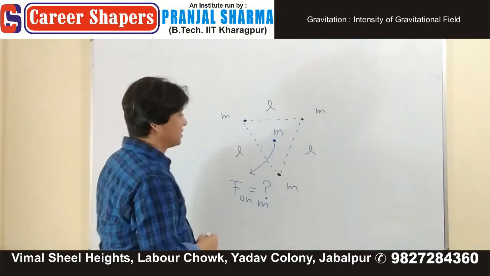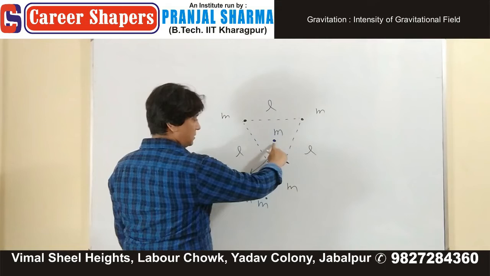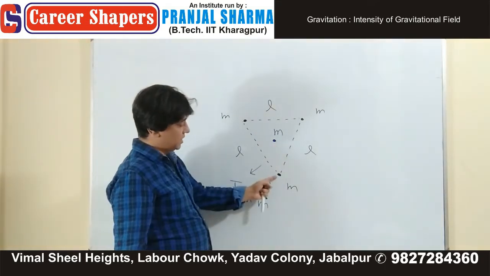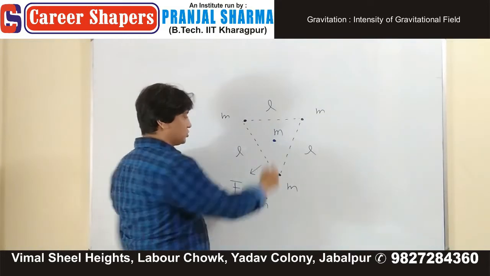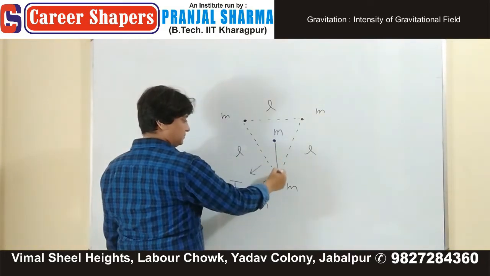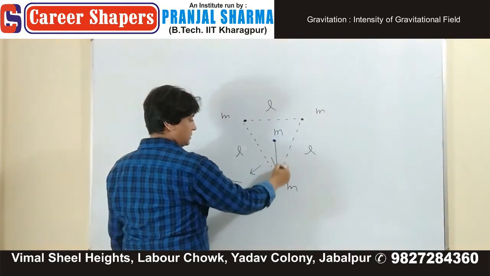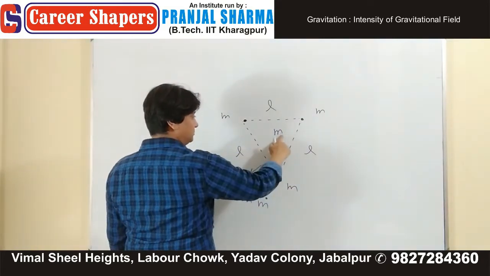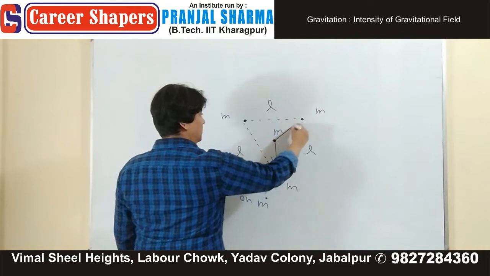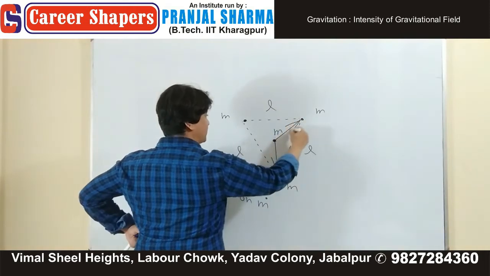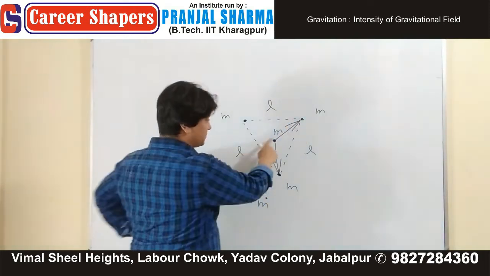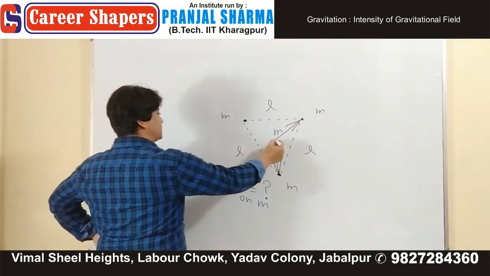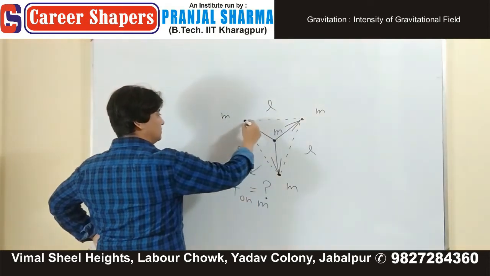How? Let's see. This M is going to pull M towards itself. Similarly, this M will have its attraction on this mass towards itself, and the same is the case with the third one.